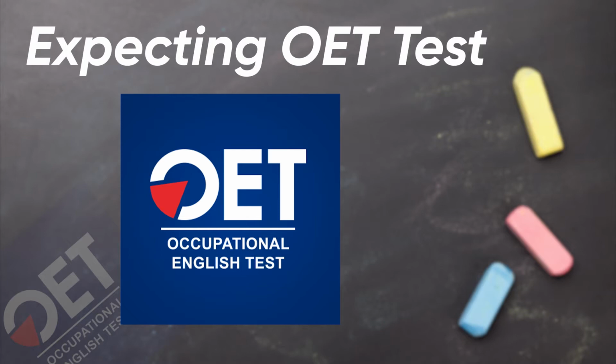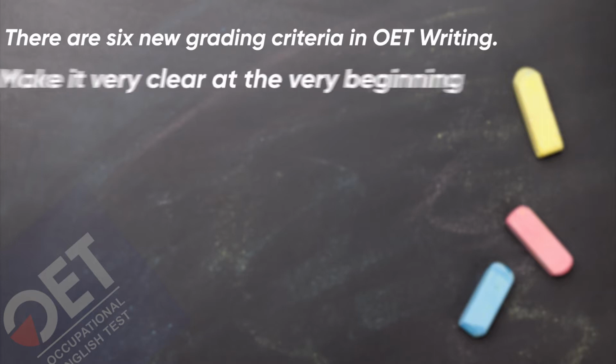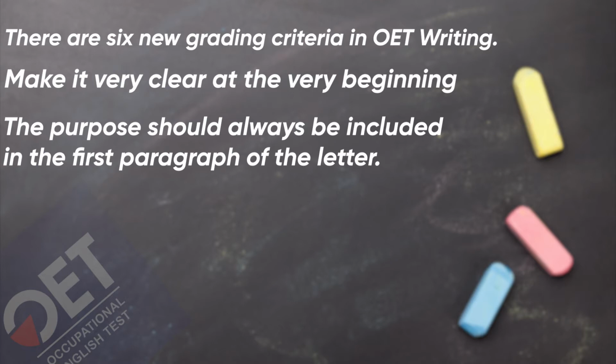So there are different criteria, the most important aspects of the letter written. And there are 6 grading criteria in OET writing. First is the purpose, in which the candidate must state the purpose of their letter and make it very clear at the very beginning. And the purpose should always be included in the first paragraph of the letter. You must state why the letter was written, as well as include what action needs to be taken by the reader.